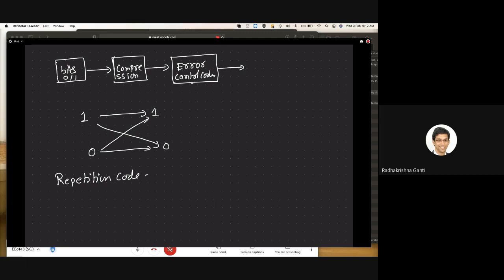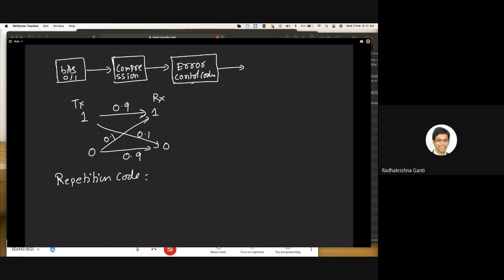Let's take a simple example. Suppose the probability of 1 going to 1, this is the TX and this is the RX, is 0.9. So 90% of the time you will get 1 as 1, and 10% of the time 1 becomes 0. Similarly, 0 becomes 1 10% of the time, and 90% of the time 0 still remains as 0.